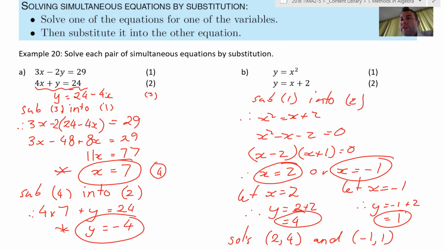Okay, that's how we solve a pair of simultaneous equations by substitution. It's not the only way of solving them, but that's all we're going to do in this video. Substitution, check it out.